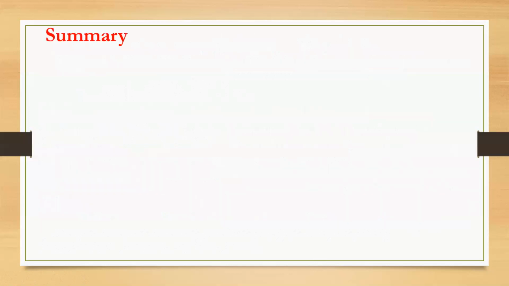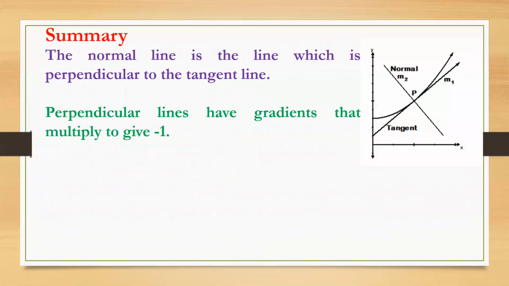So students, in today's lesson, we have learned how to find the equation of a tangent and the equation of a normal. What you need to remember is, first, perpendicular lines have gradients that multiply to give -1. Or in simpler terms, m1 times m2 will be equal to -1, where m1 is the gradient of a tangent and m2 is the gradient of a normal.